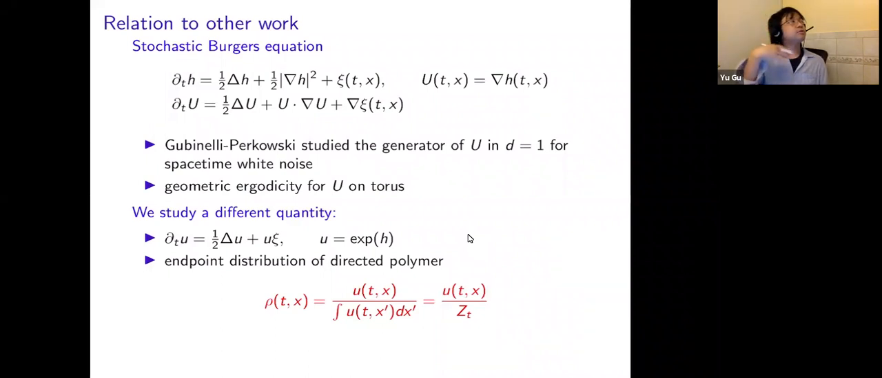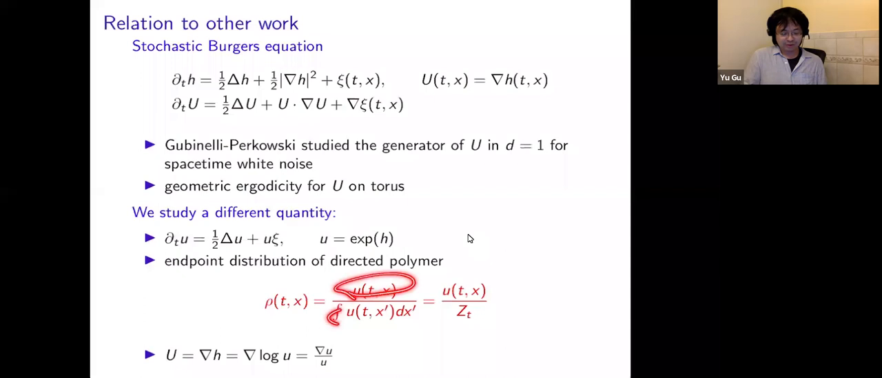So for us, we don't use the solution to the Burgers equation to derive the CLT. We use this quantity to derive the CLT. And it's interesting to observe that there's some similarity, because if we look at U, U is a derivative of H, which is a derivative of log U, so that's grad U over U. So the important thing here is actually, you should look at the ratio. So you have something associated with U divided by something associated with U. Here it's the same, it's U divided by the integral.